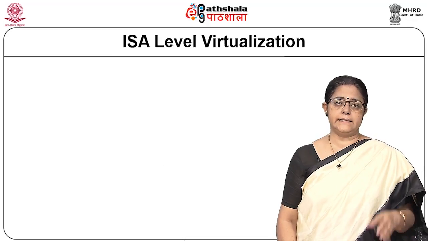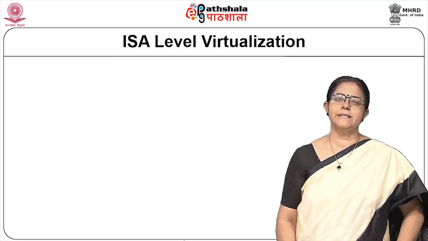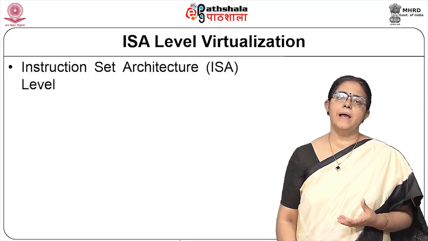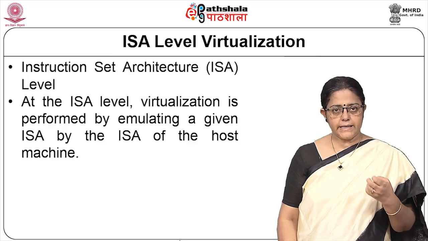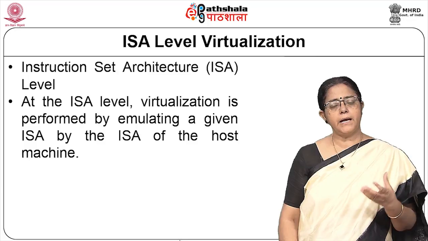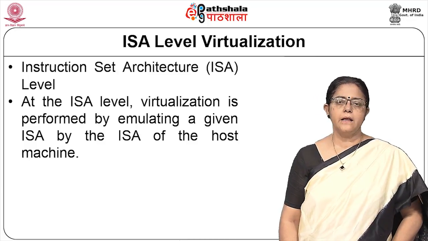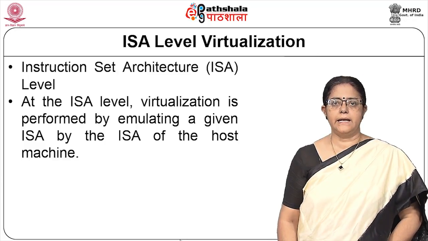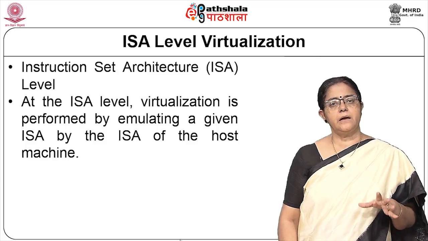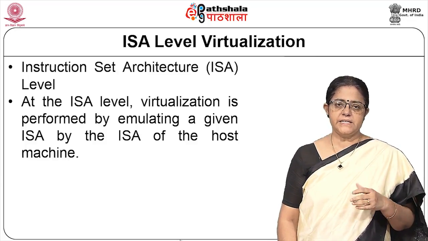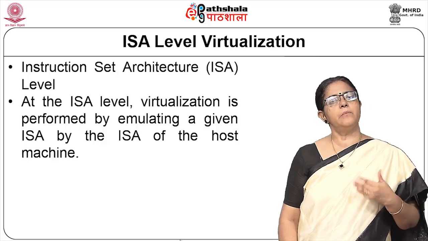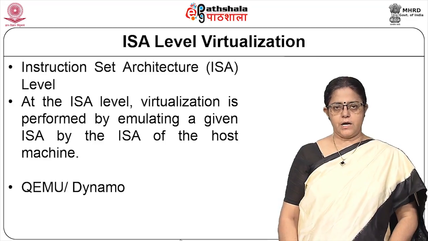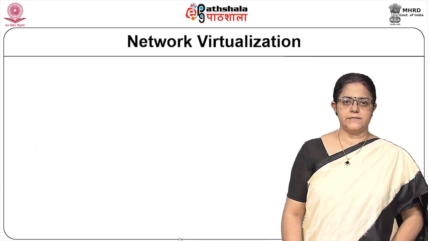Last but not the least in this list of machine level virtualization is the ISA virtualization. Typically the problem is that many times we create a process, we compile a program for a specific ISA, but in case that ISA is not available, we want to run it on another ISA. At that point in time, ISA level virtualization emulates the behavior of one ISA on another. QEMU and Dynamo are examples of such virtualization.